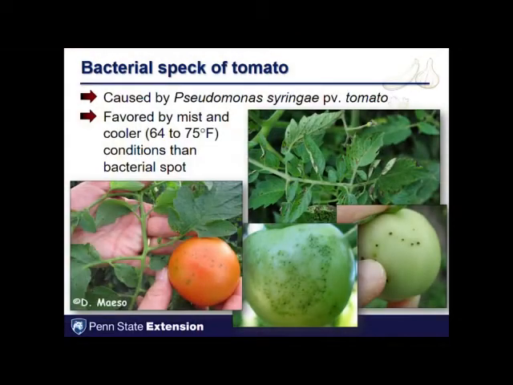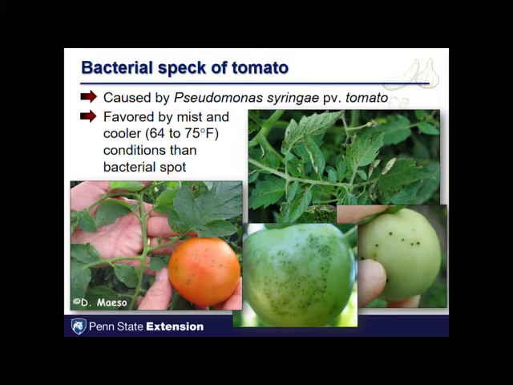So speck prefers these cooler 64 to 75 degree temperatures, again, wet, humid conditions. The lesions on the fruit are much smaller, more speck-like than spot-like. So that's how you distinguish them.